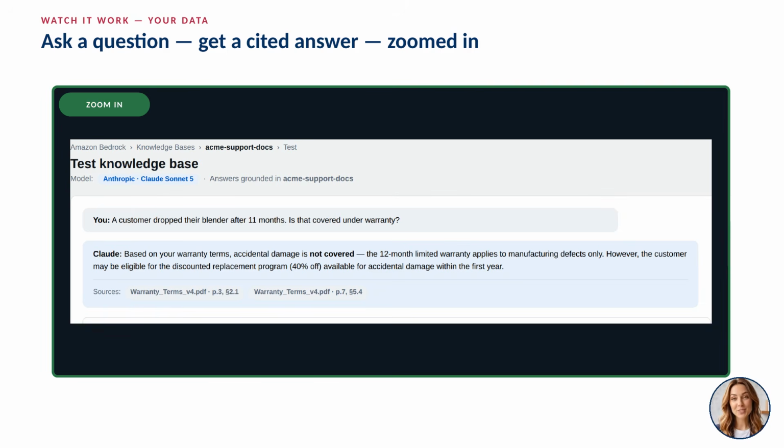And look at the bottom. Sources. Page 3, Section 2.1. Page 7, Section 5.4. Every claim traceable to the exact paragraph in your own documents. That's the difference between an AI that sounds right and an AI your team can actually rely on.